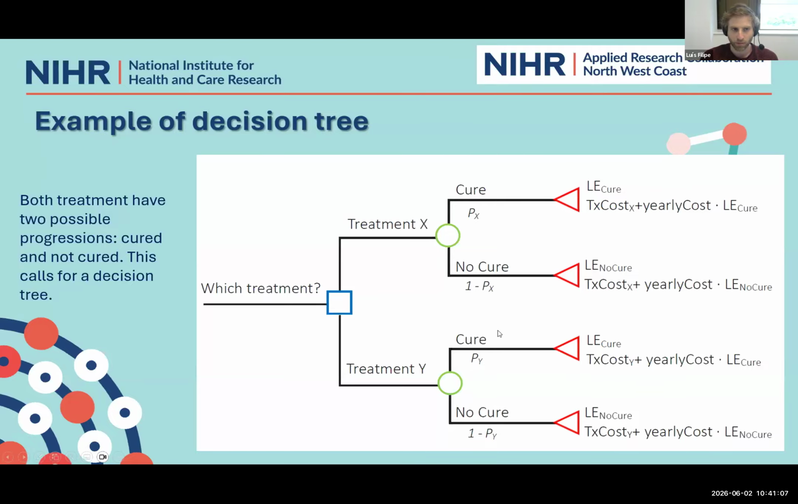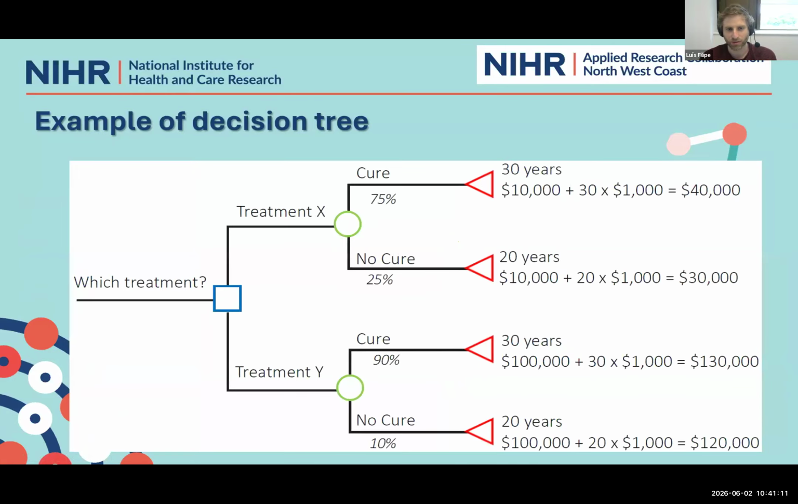Let's just give it some numbers for you to see, and let's try to solve a decision tree. Now, this is exactly the same figure. It's just that now we have some numbers. So we can see that treatment X has a probability of cure of 75% and a probability of no cure of 25%. So if a cure occurs, the person is going to live another 30 years, okay?